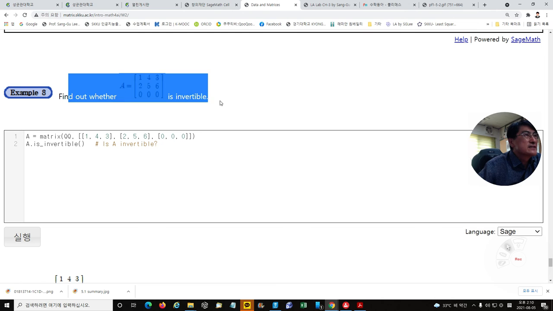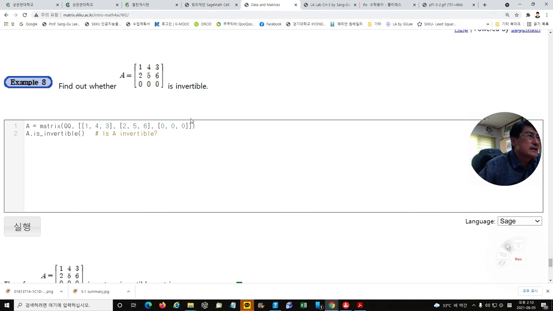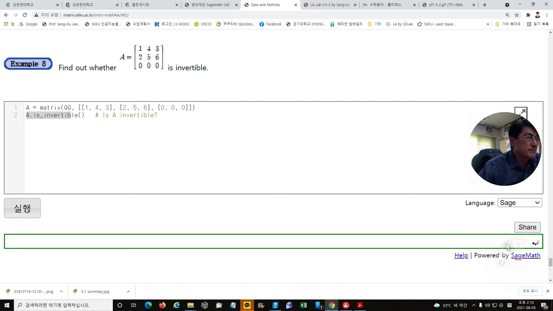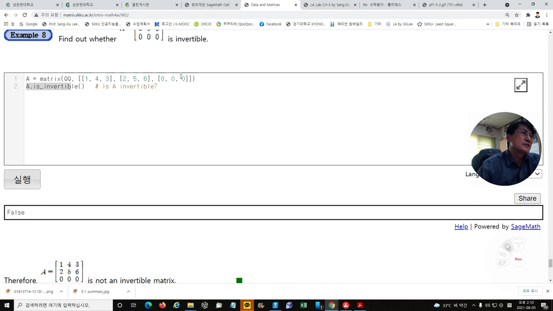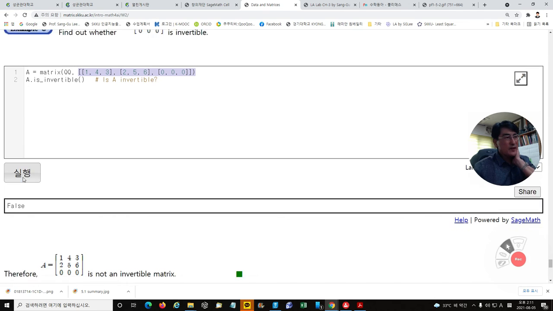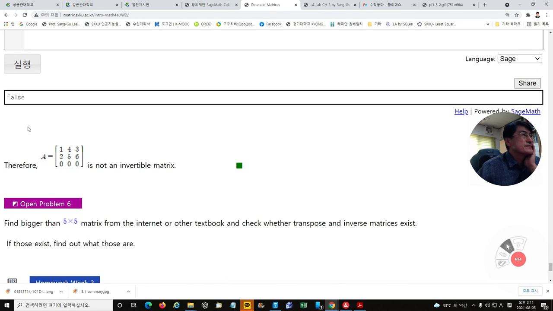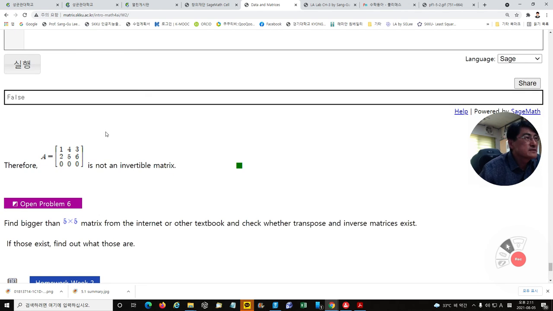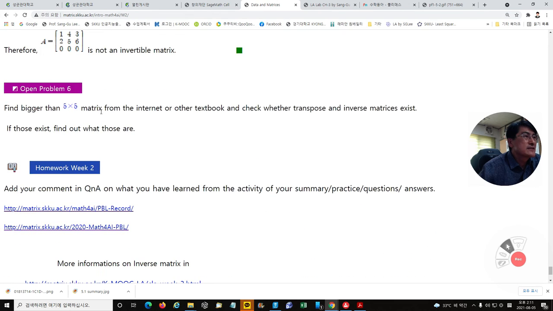Now we can check whether the given matrix is invertible or not. If this is a matrix, we can ask, is A invertible? A dot is invertible, and that says it's false. That comes from the zero rule theorem. So if you have a large size matrix, you can check whether it is invertible or not. With this simple command, A dot is invertible, gives us that it's not true.